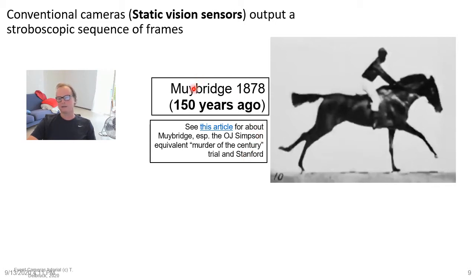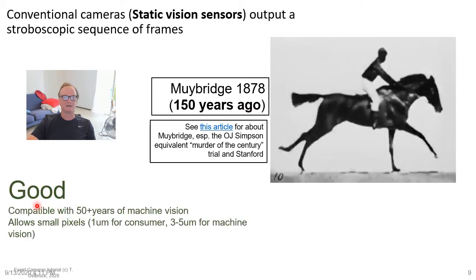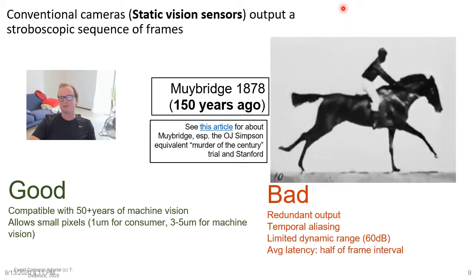The point here is that this idea of a sequence of frames being the foundation of computer vision is now very old, 150 years. That means it was a good idea. And it is good because this idea is compatible with more than 50 years of machine vision. It allows you to make sensors with small pixels, like 1 micron for consumer electronics, even sub-micron, and maybe 2 to 4 microns nowadays for machine vision sensors with global shutter and higher SNR and stuff like that. But it's also bad because you produce a very redundant output. These pixels just say the same thing over and over again. Of course, you have temporal aliasing.